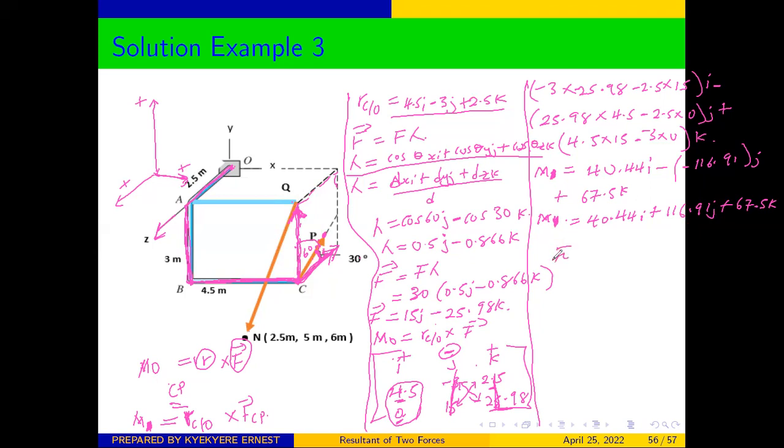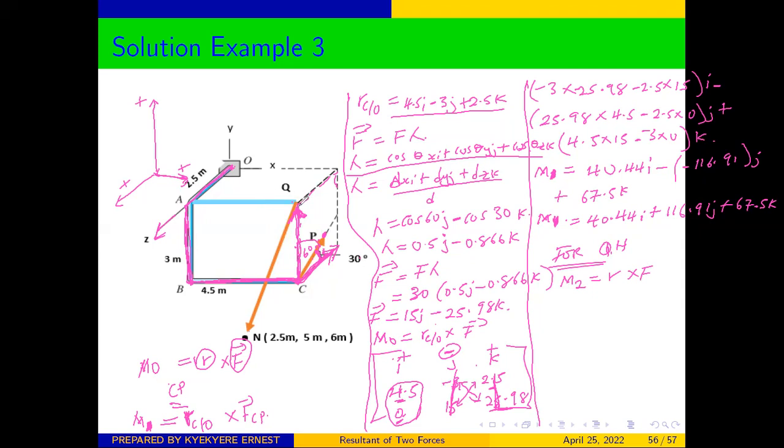So for cable K, that one also, let's represent it with M2. So M2 will be equal to R cross F. So first of all, let's determine our position vector.